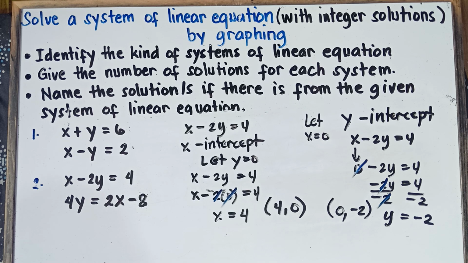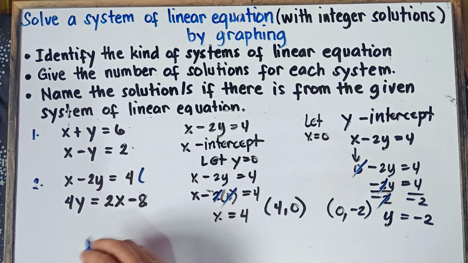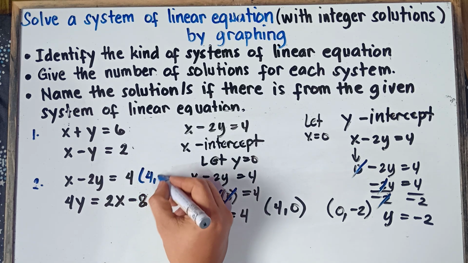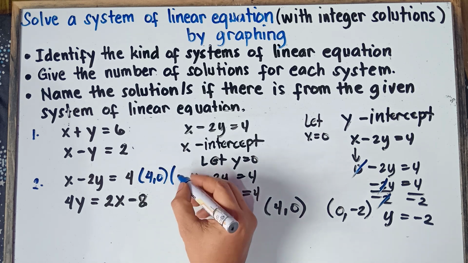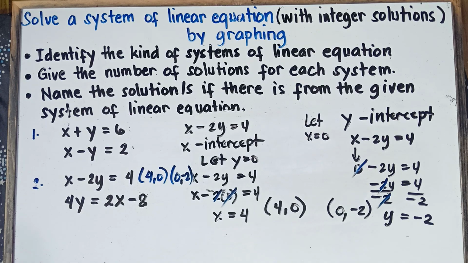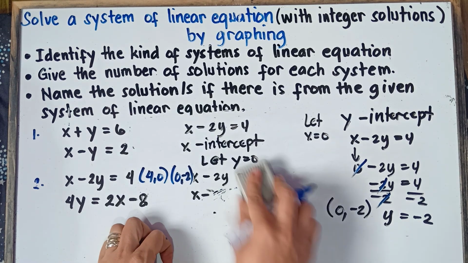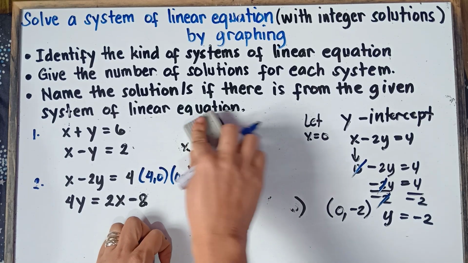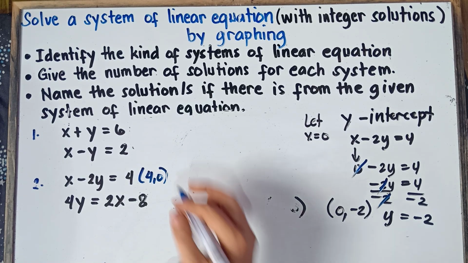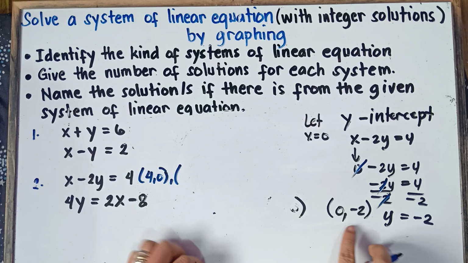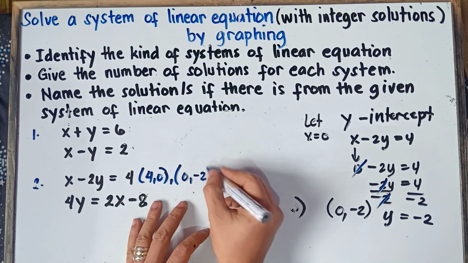With regards to the ordered pair, we have 4, 0. The other one, we have 0 and then negative 2. Alright, so very easy, right? With regards to the x and y intercept. So this will be our first. Once again, we have 4, 0. The other one, we have 0 and then negative 2.